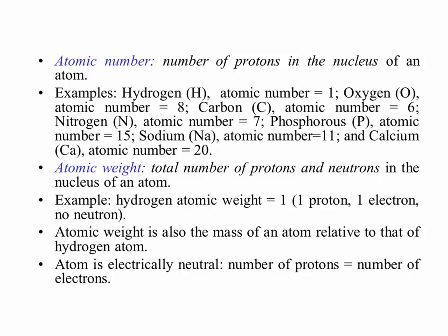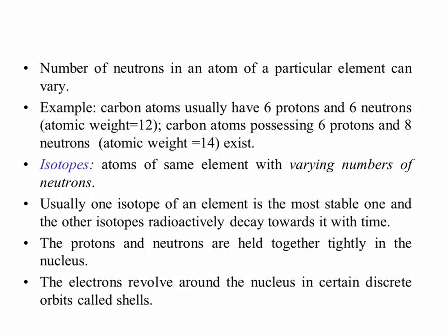Because a hydrogen atom has only one proton and one electron, and the electron doesn't contribute to the weight, the atomic weight of hydrogen is 1. Since the atom is electrically neutral, the number of positive charges must be equal to the number of negative charges. So the number of protons must be equal to the number of electrons.